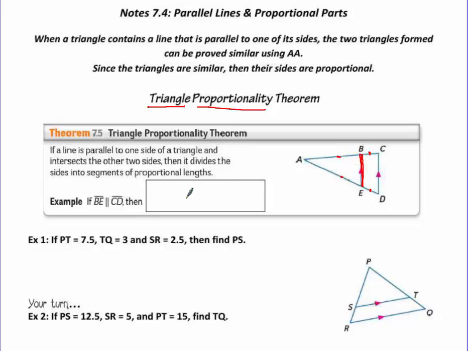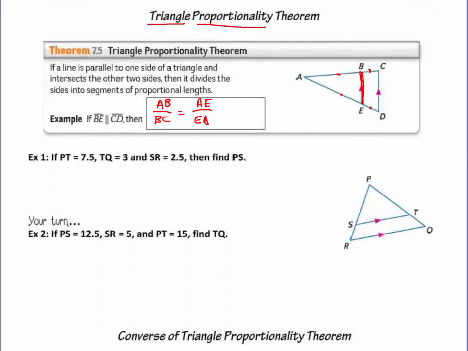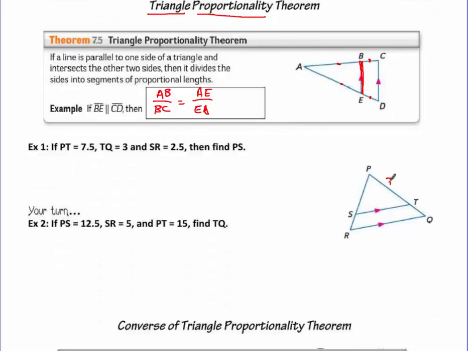So if BE is parallel to CD, then AB over BC equals AE over ED. So a quick example for that, if PT equals 7.5 and TQ equals 3, SR equals 2.5, and it says find PS. Well, our theorem tells us that x over 2.5 is equal to 7.5 over 3.